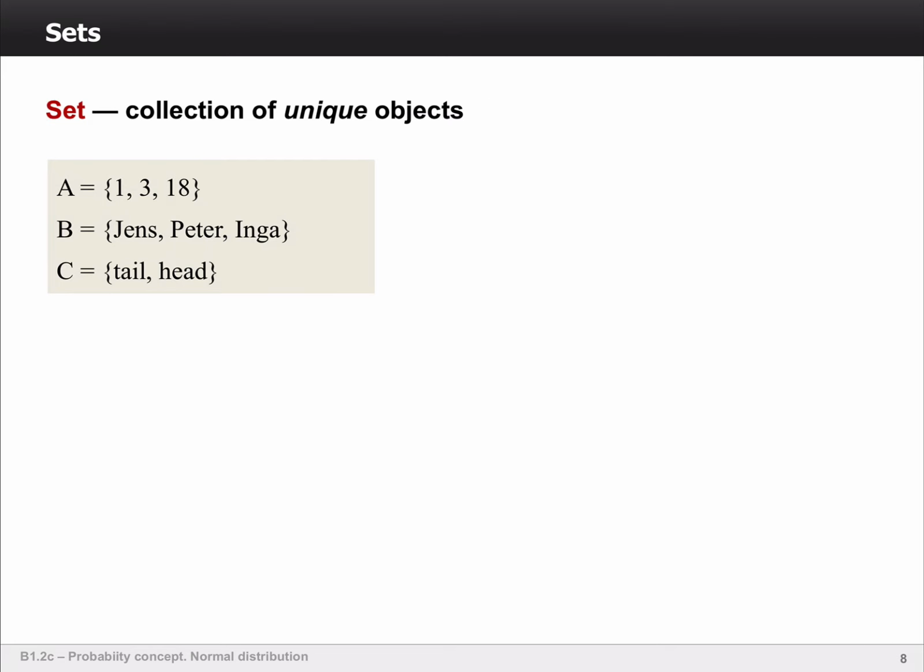Well, we will start with a very short introduction to the theory of sets, because probability relies on the theory of sets. So what is a set? A set is just a collection of unique objects. You can see several sets here. For example, set A is a collection of three numbers, 1, 3, and 18. We have set B, which is a collection of three names. Then we have C, which you can think of as an outcome of a coin flipping experiment.